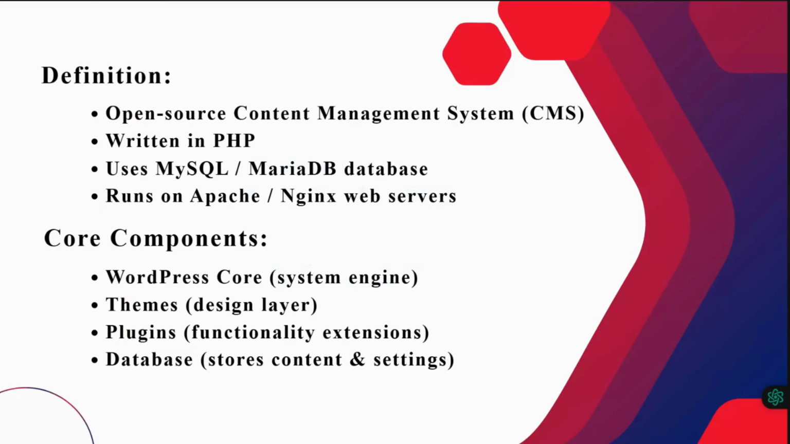Definition: WordPress is an open source content management system, in short a CMS. It is written in PHP, uses a MySQL or MariaDB database, and runs on Apache or Nginx web servers. WordPress is one of the most widely used content management systems in the world because of its popularity. It is also one of the most targeted platforms by attackers. WordPress itself is not insecure. Poor installation practices, weak credentials, outdated plugins and misconfigurations create vulnerabilities.